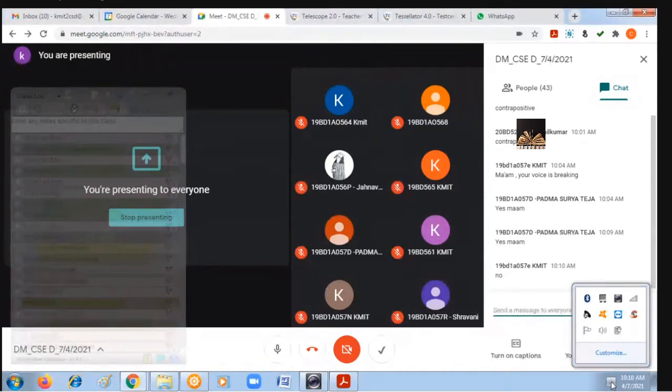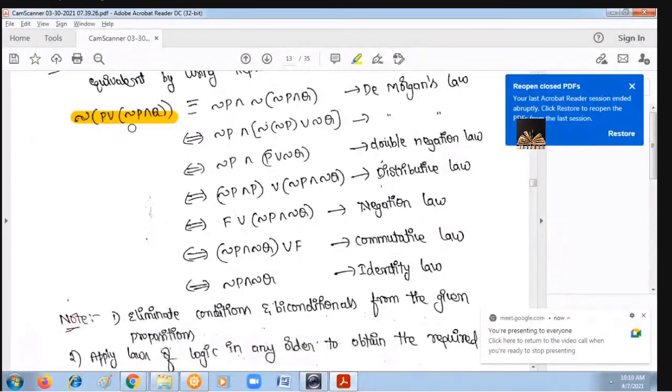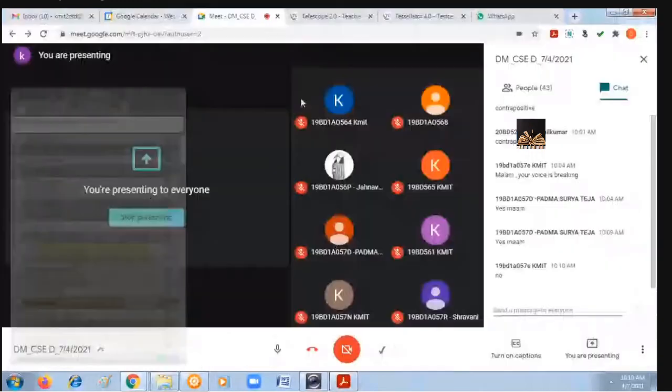Okay, so see here. When you apply De Morgan's law, it becomes negation P and negation of this whole term. Now again apply De Morgan's law here. Negation P is going to be as it is, and when you apply De Morgan's law, it becomes negation of negation P or negation Q.